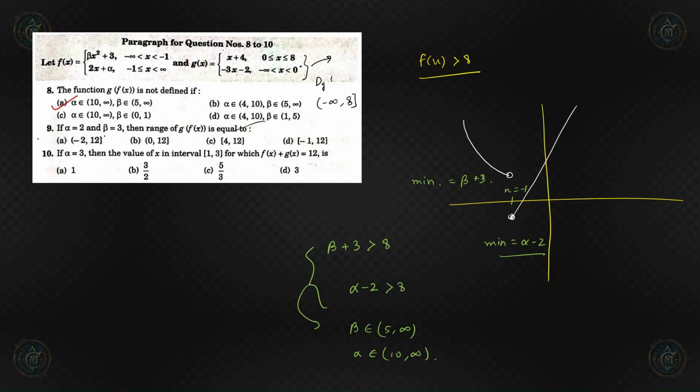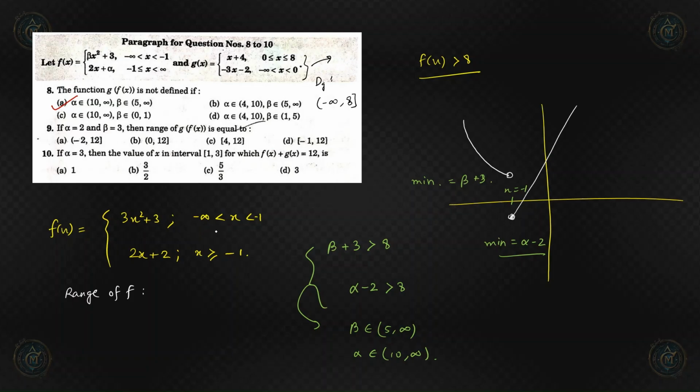If alpha equals 2 and beta equals 3, then the range of g of f(x) is equal to what? So let us write f(x) first. For these alpha and beta values, f(x) is 3x² + 3 when minus infinity < x < -1, and it is 2x + 2 when x ≥ -1, right? So let us check the range of this f(x) function first. Range of f(x) will be what?